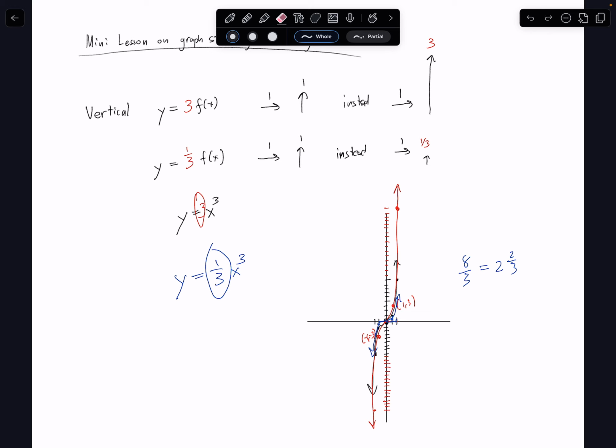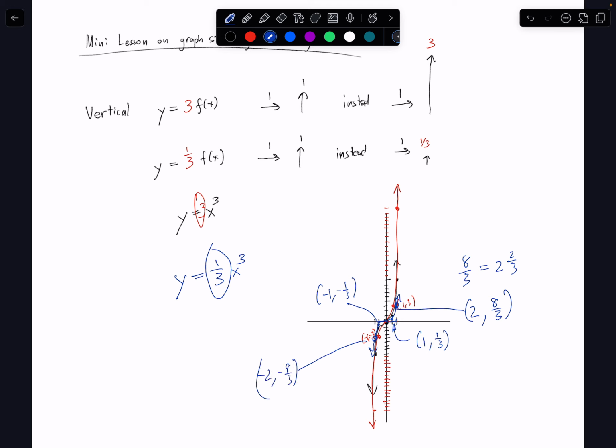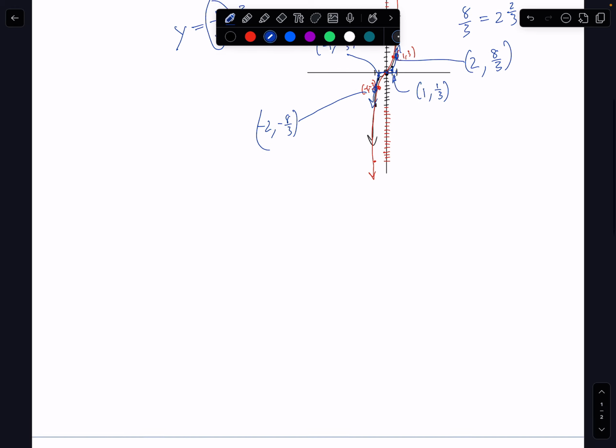You'd have this guy over here, the origin is the same. That guy over here would be out 1 and up by 1/3 now. And then over here, the second point would be out 2 and up by 8/3, or 2 and 2/3. And then same idea on the other side. This one would be -1 and then now -1/3. And a little lower here, you'd have -2 and -8/3. Yes, that's the idea. Okay, that's vertical stretching and compressing.